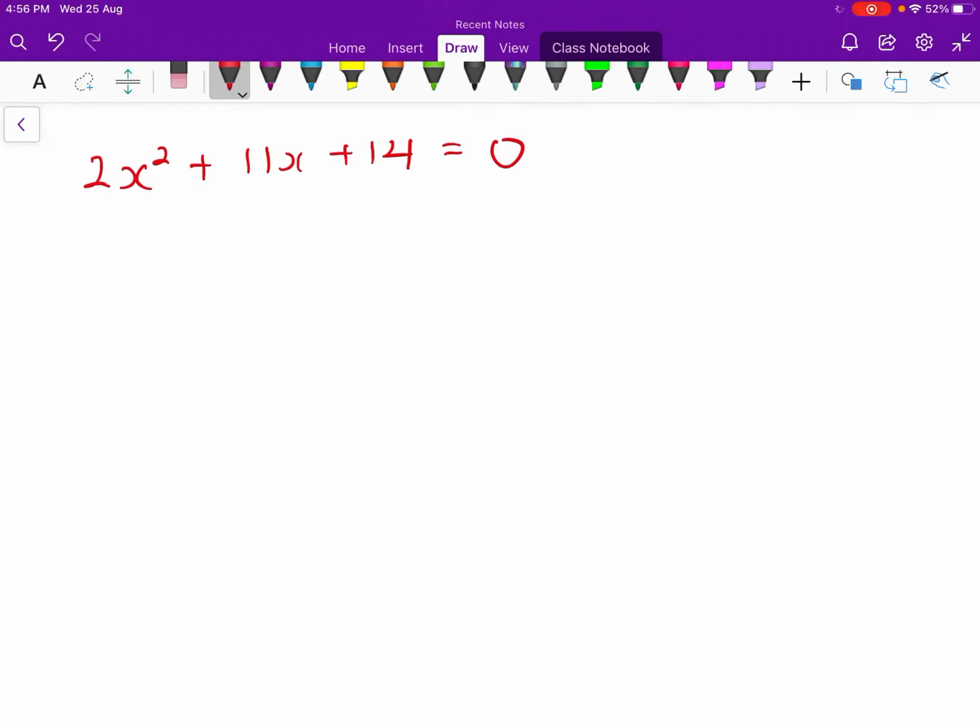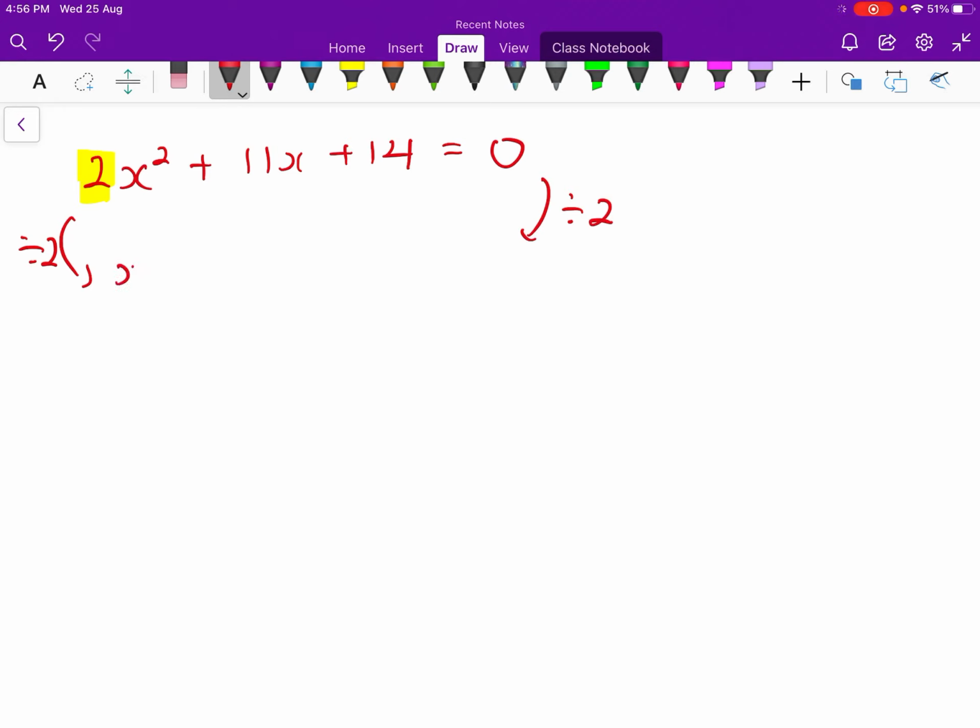Okay, so this will be completing the square when the coefficient of x squared is not equal to 1. So first of all, let's see this algebra equation: 2x squared plus 11x plus 14 equal to 0. Every time you want to complete the square, you must look at this number. If you see 2, you must change it to 1. So of course we divide by 2 on the left and on the right hand side.